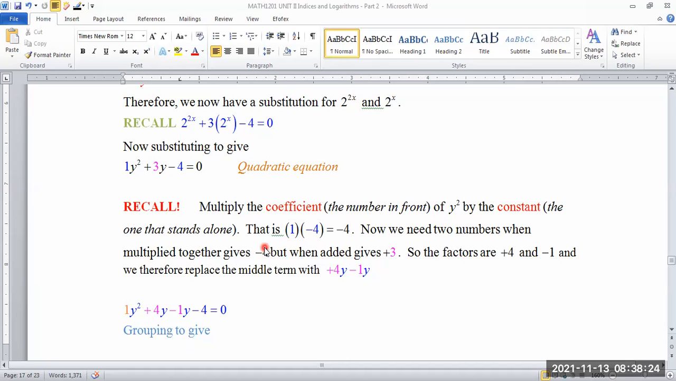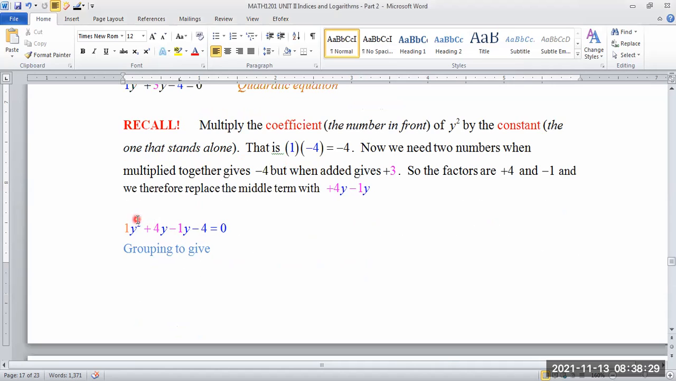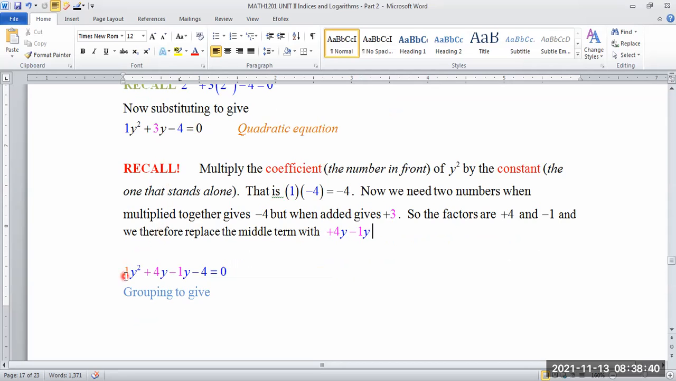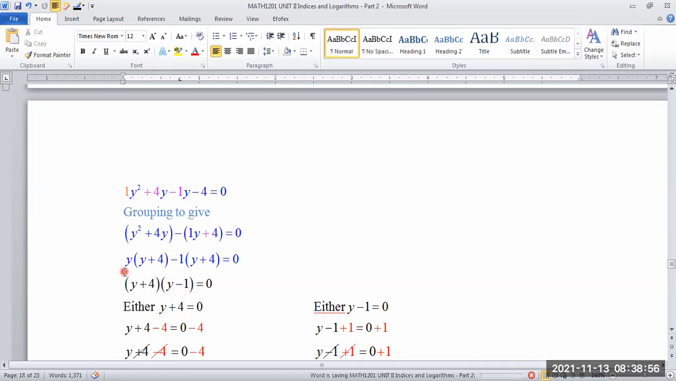Okay. So now I'm going to make the substitution. I'm working with this, but I'm making a substitution for 3y. So I'm going to say 1y squared plus 4y minus 1y. This I put in here to replace the 3. And then I write back the -4 equals 0. And then I'm going to be grouping now. When I group, I'm going to put the first 2 in one bracket, and then the other 2 in the other bracket, leaving out the middle sign.